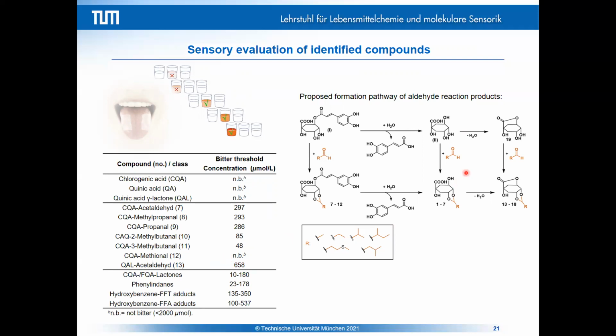While the quinic acid adducts shown here, 1 to 7, they did not have any intrinsic taste. And just to give you a little bit of a comparison, these compounds lie in approximately the same range as literature known coffee bitter compounds. But the difference is that from these compounds, no direct impact on the taste can be expected from these reaction products because their actual concentration is way below their recognition threshold.